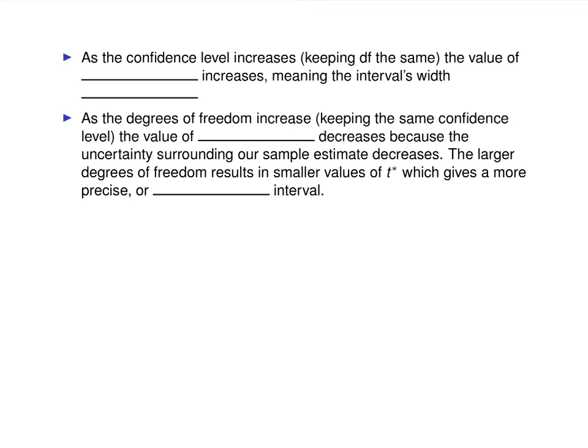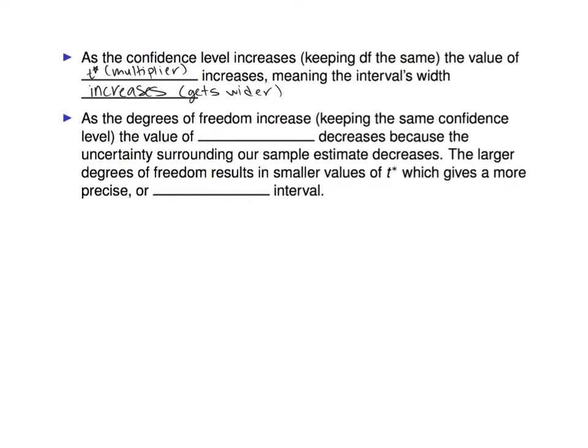As the confidence level increases, keeping the degrees of freedom the same, the value of your multiplier, or t-star, increases. You can see this by looking at table 8.2 and going across a row: as the confidence level gets higher, the t-stars get bigger. And if the t-stars are bigger, you're adding or subtracting a bigger number, which means the interval's width increases, i.e. gets wider.